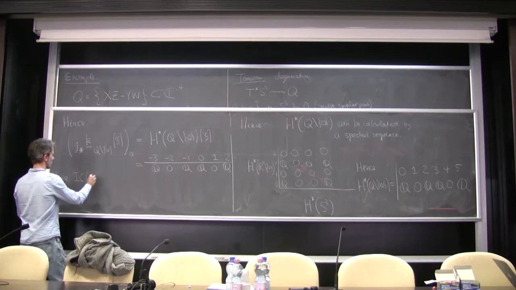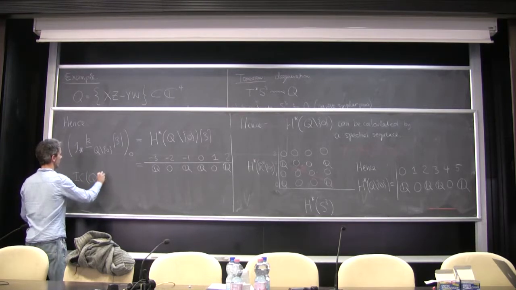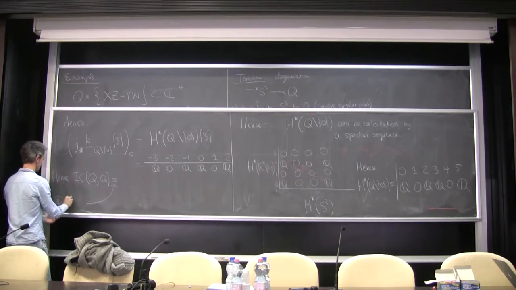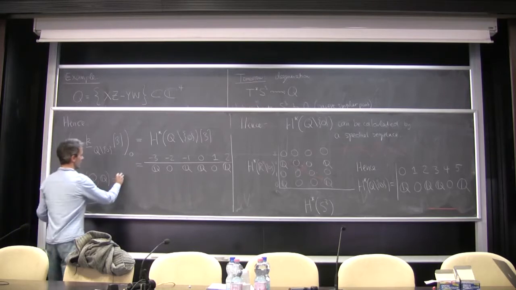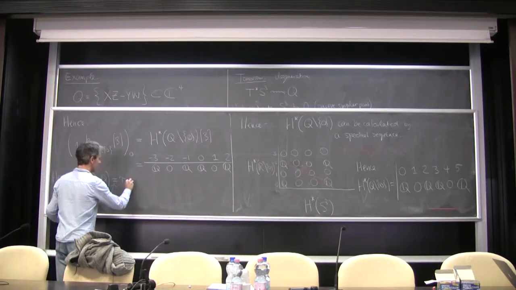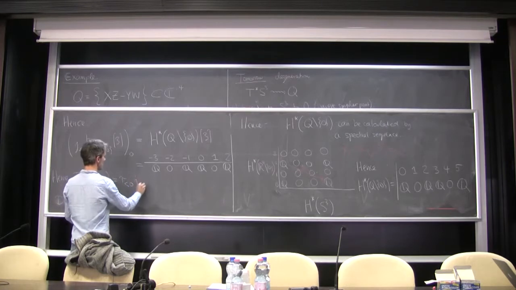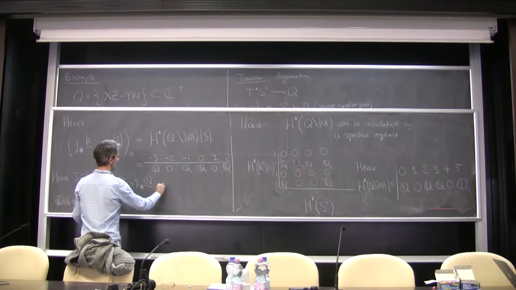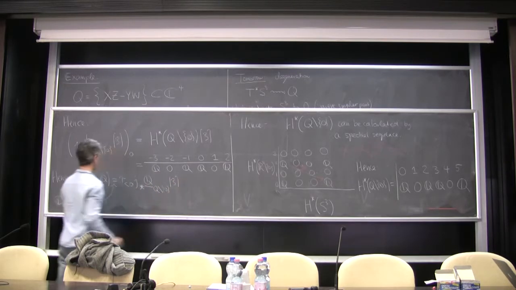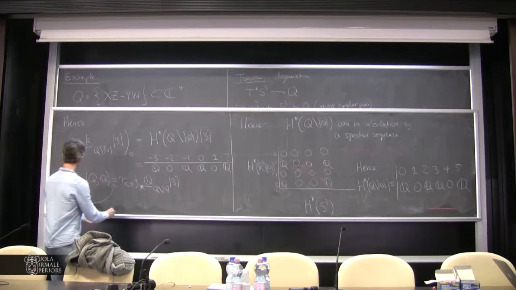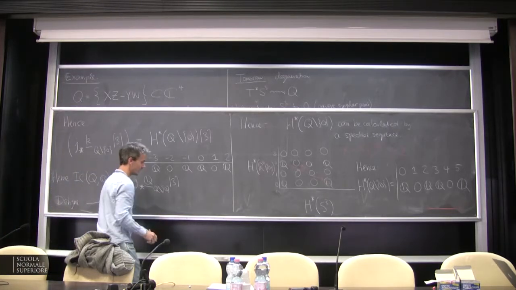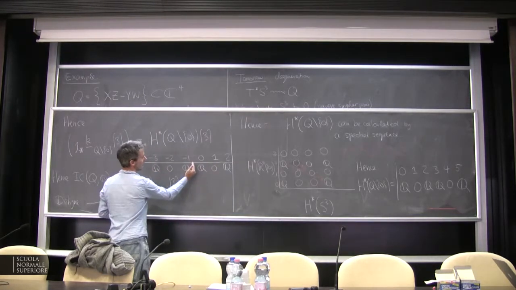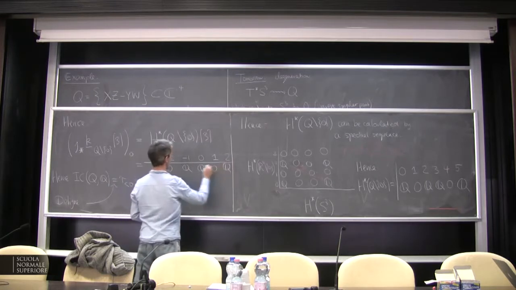IC of Q is, by the Deligne construction, tau strictly less than zero of j lower star of Q without zero. And so this says that for the cohomology sheaves, when we truncate, we just throw away everything in degree zero and above. So we keep this.